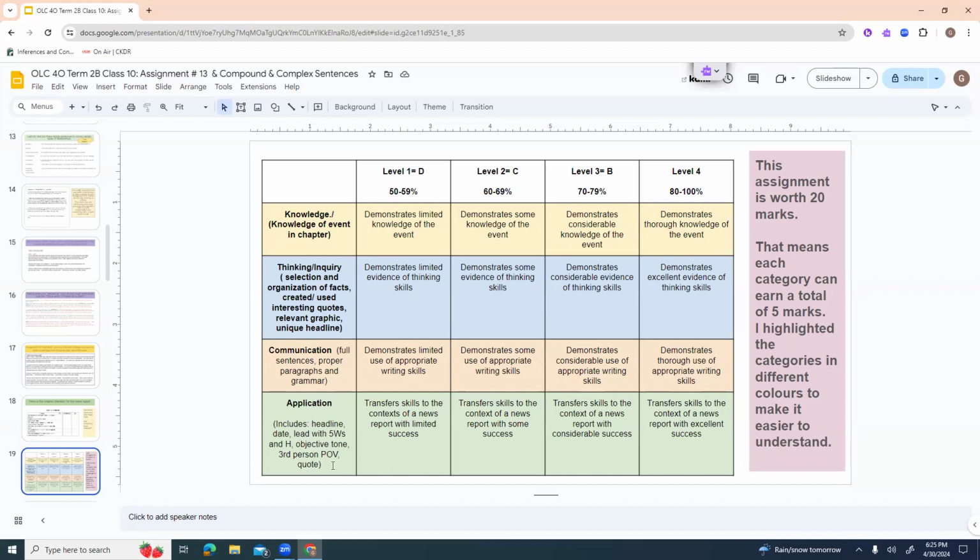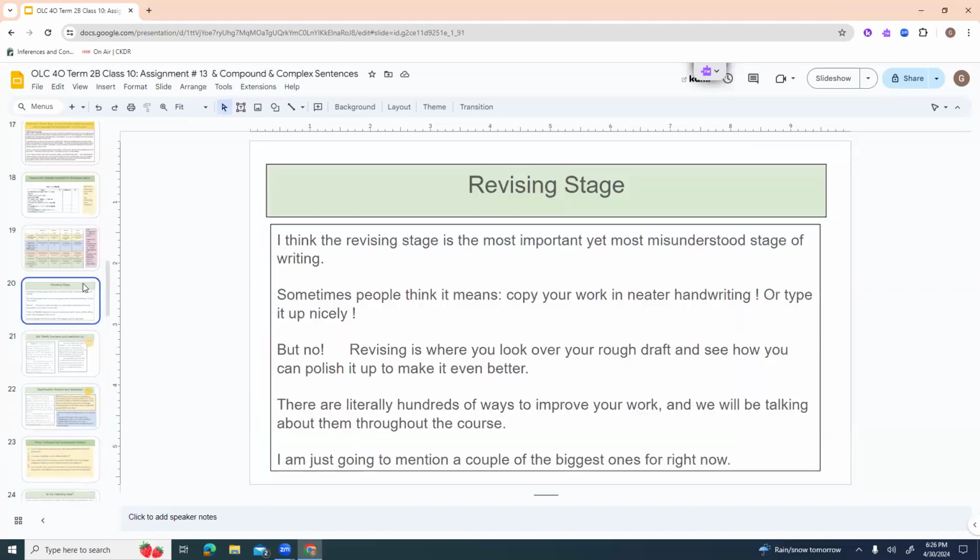Application here is where I'm looking to see if you wrote a news report. Sometimes people write me a summary and they might demonstrate really great knowledge of the chapter, but really poor ability to write in a news report format. So a news report should have a headline, the date, and the lead. It should be written in an objective tone, third person point of view, and there should be quotes. All those things add up to a great news report. Okay, so revising stage. All of this assignment is all about the revising stage, okay?